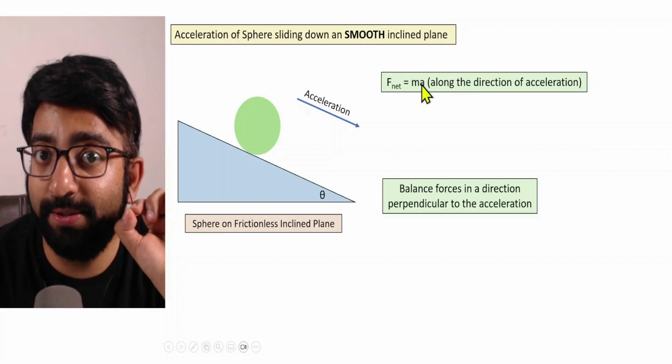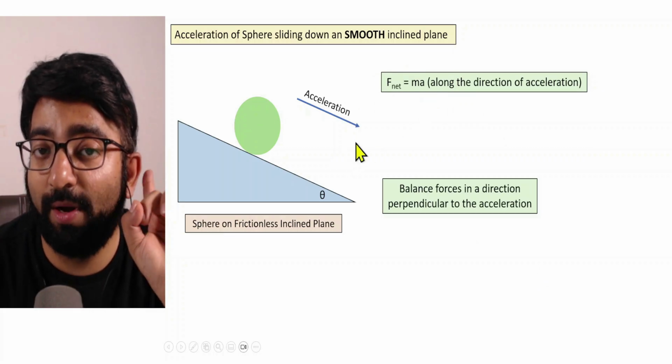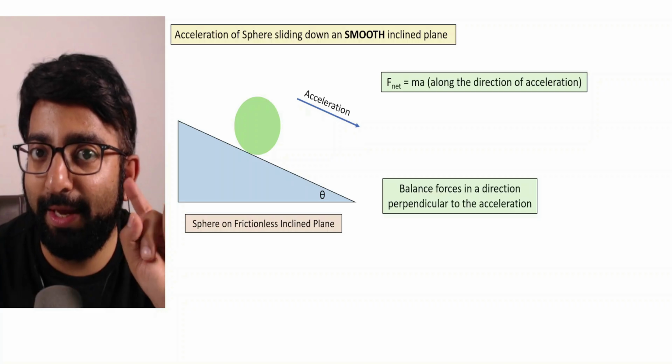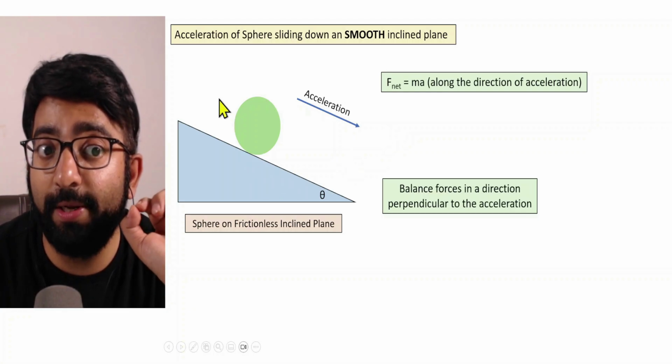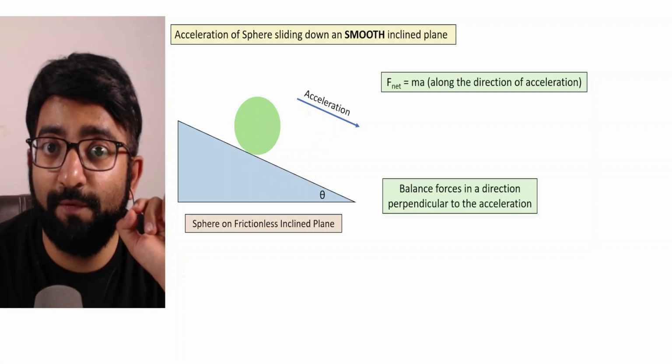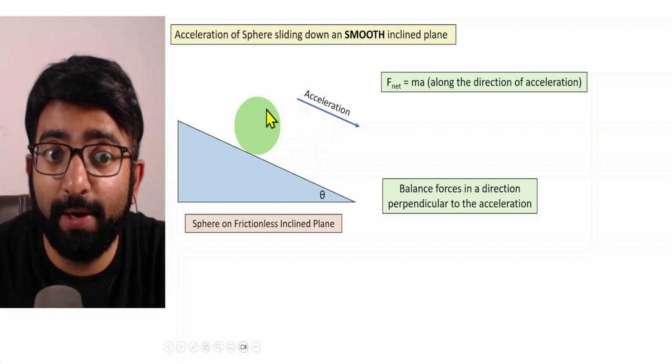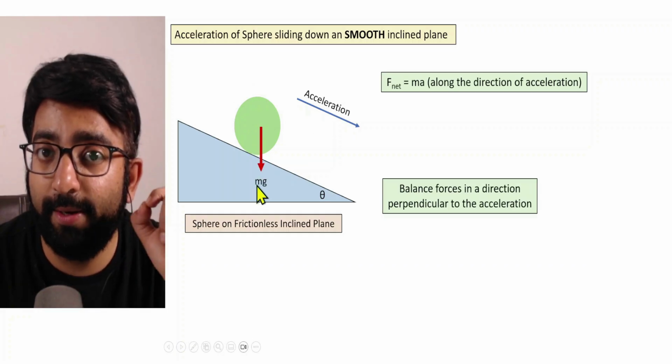We need to apply this equation along the direction of acceleration. How do we do that? The steps remain the same. Step number one is always to draw the free body diagram. We need to figure out how many forces are acting on the sphere. So the first force acting on the sphere is the weight of the sphere itself, which is mg acting downwards.